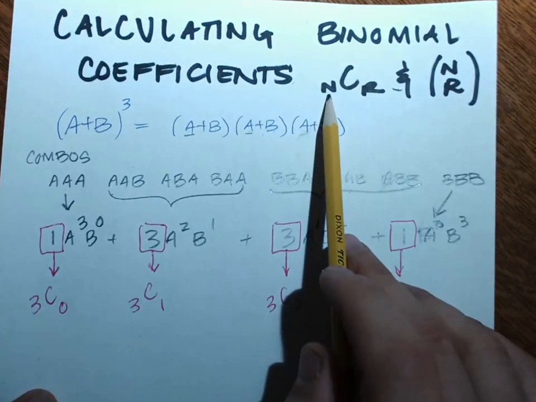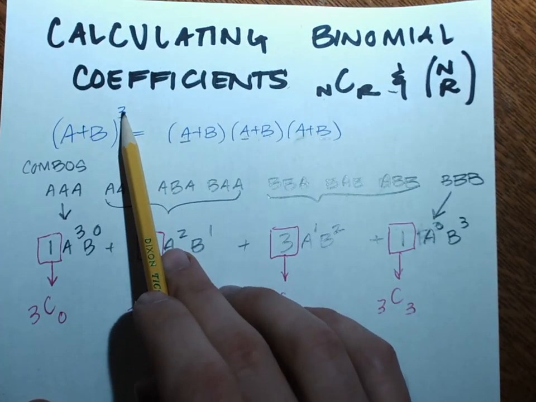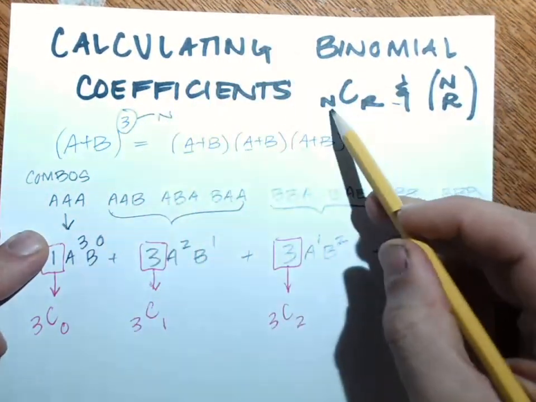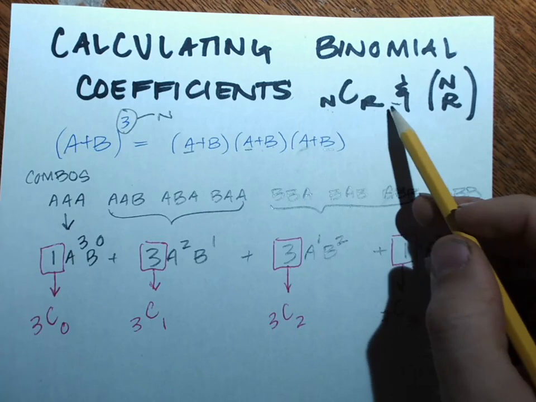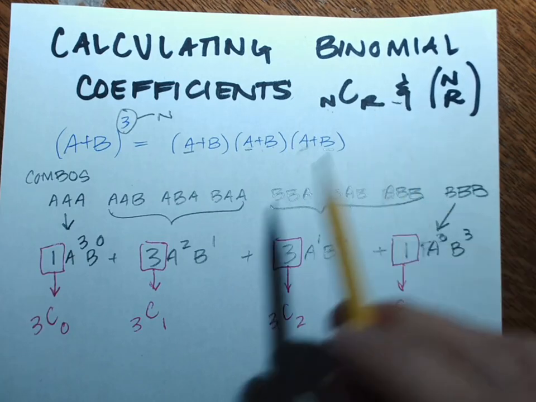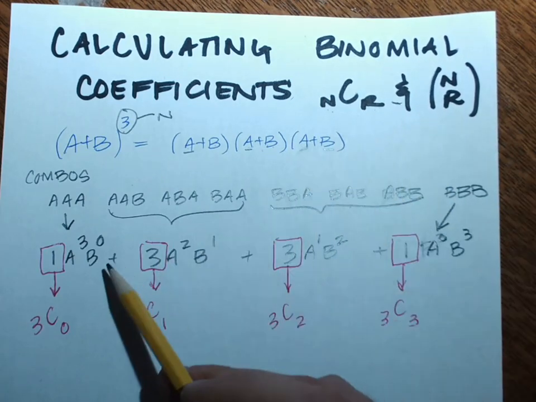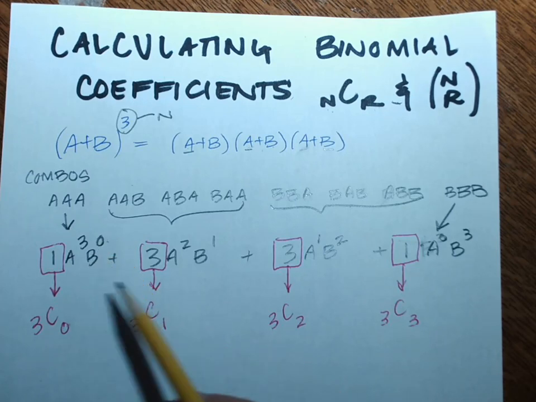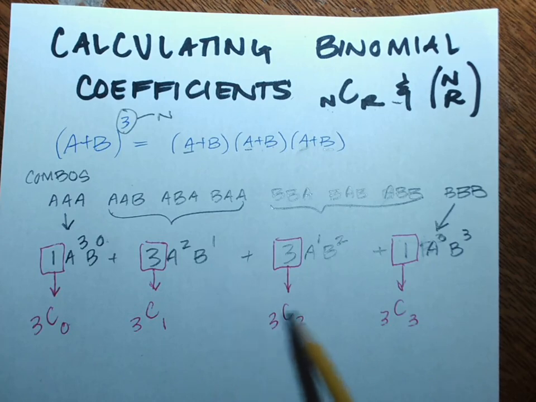So the n in this case, that's the 3. It's the maximum exponent. So whatever this is, that's the n. Now the r doesn't stand for anything in particular. It's just not a very commonly used letter. So r is going to be the exponent on b, and that's always going to match.